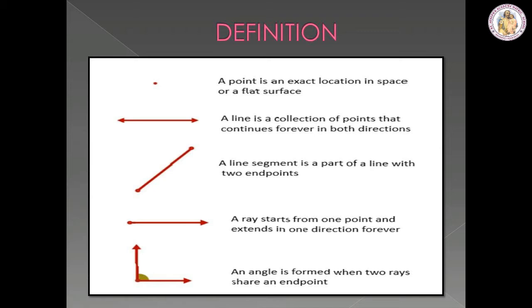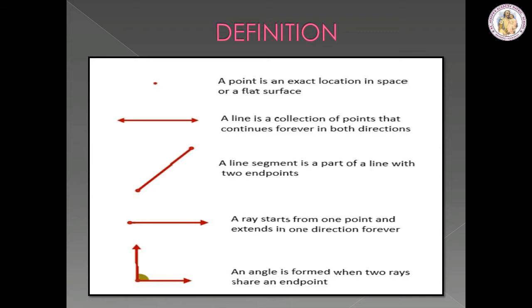Related to geometry, let us know some definitions. First one, point. A point is an exact location in space or a flat surface. Second one, a line is a collection of points that continues forever in both directions. For example, on both sides we will have an arrow mark, that means it continues. Third one, a line segment is a part of a line with two endpoints. Both sides have an endpoint, that means the line has finished.